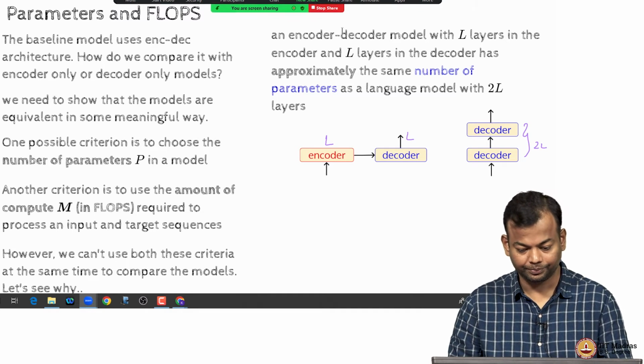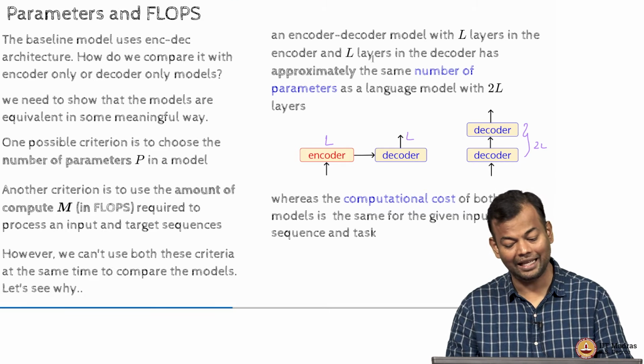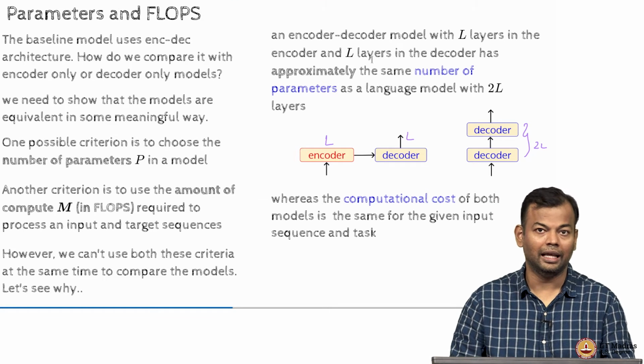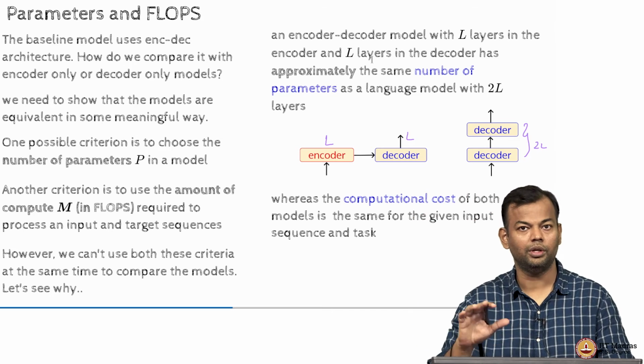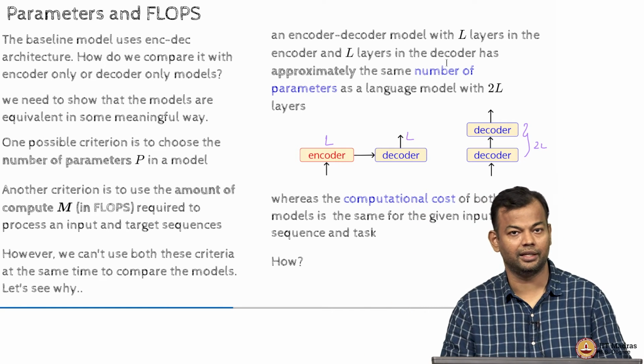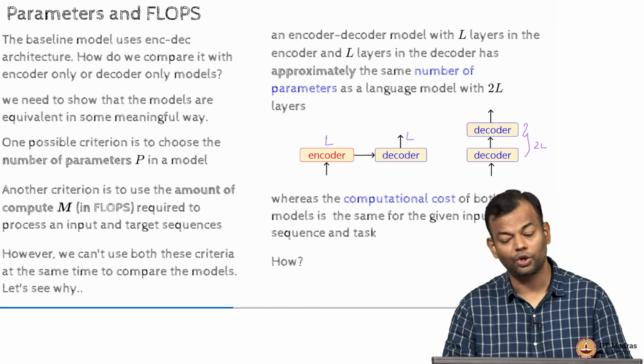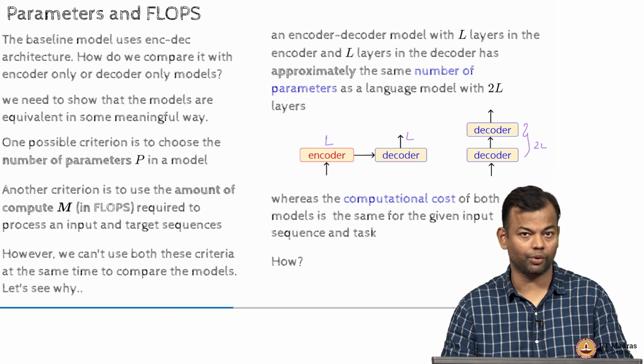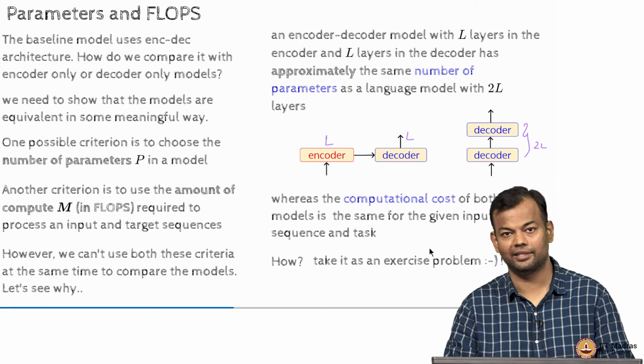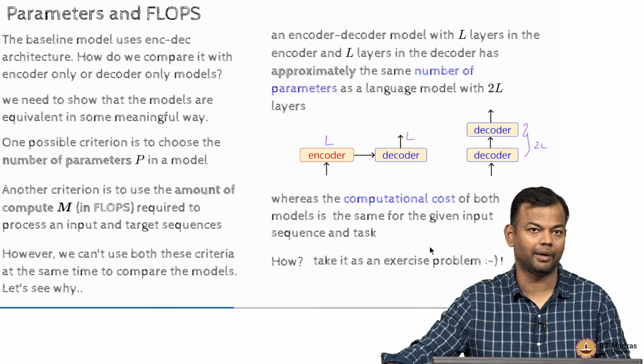But it turns out, if you have an L layer encoder-decoder model, L layers encoder and L layers decoder, then the amount of computation that it does is the same as what you would do in an L layer decoder-only model. Why is that the case? Take this as an exercise and try to solve it and come to the answer.